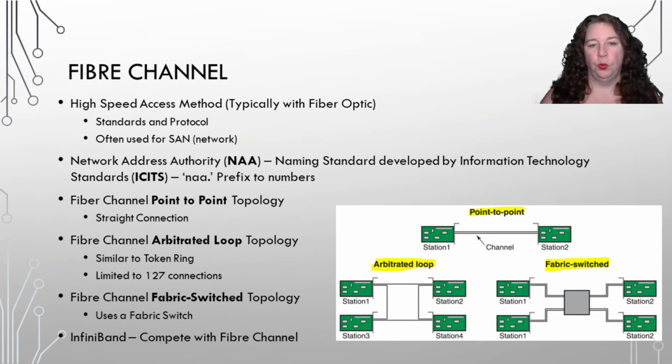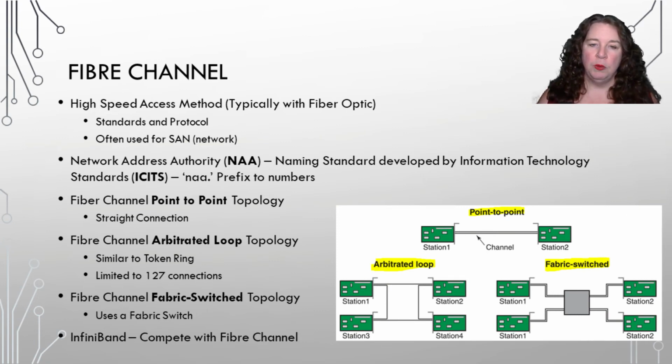An arbitrated loop technology is similar to what we had for a token ring, but it's limited. You can only do 127 connections because you start bumping up against naming. So in this case with a loop, the example here where we have station 1 connected to 3 and 2, but not to 4 because we can go around the loop if we needed to get over to 4.